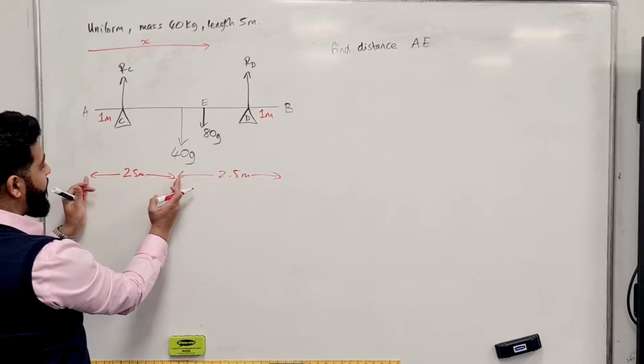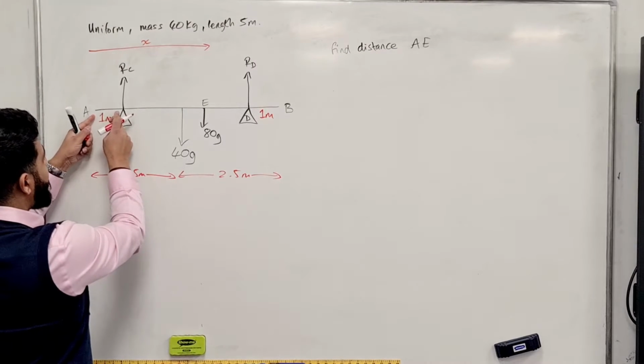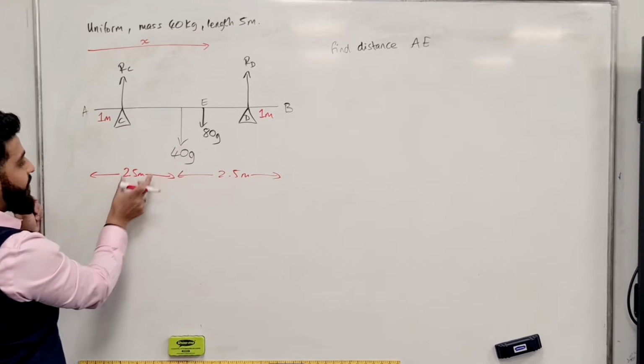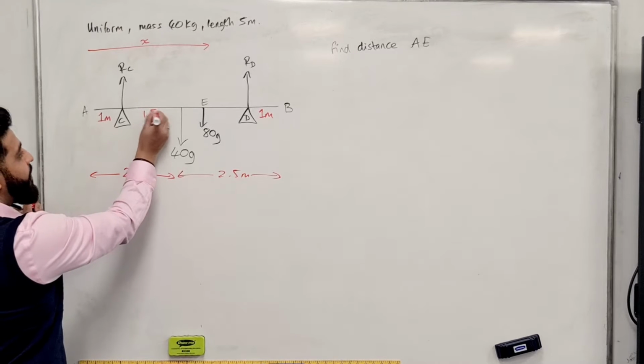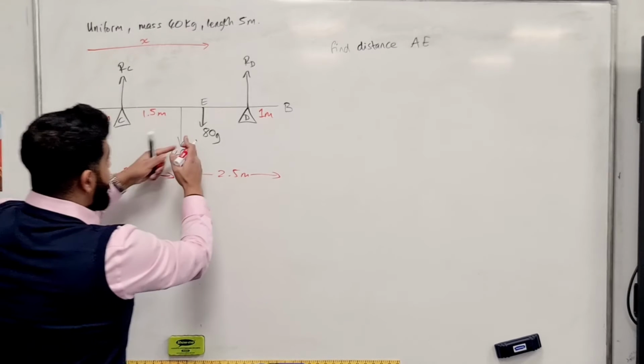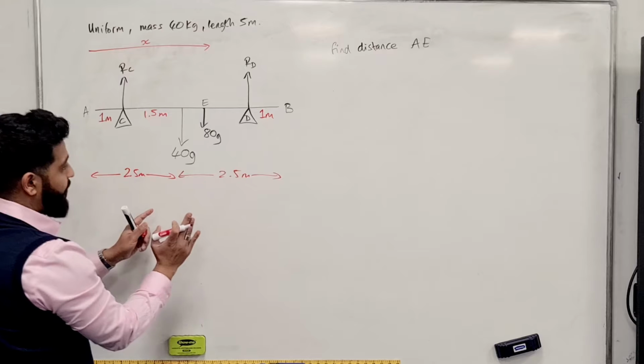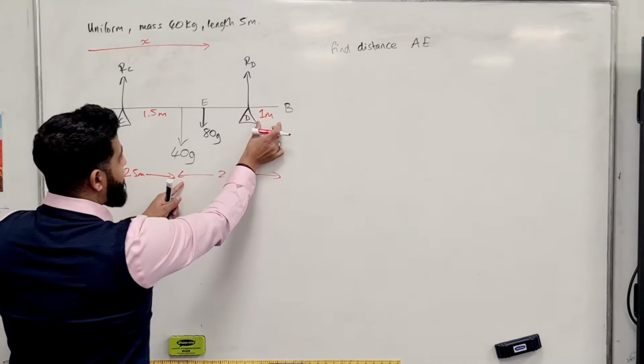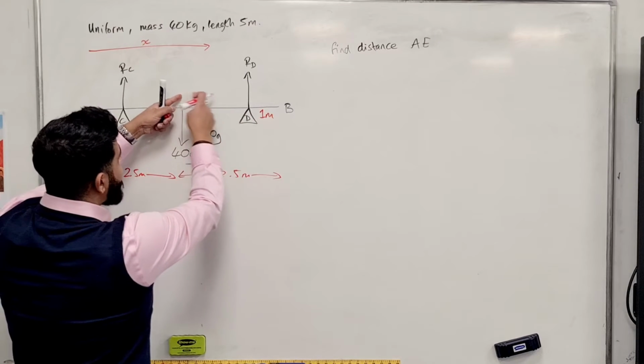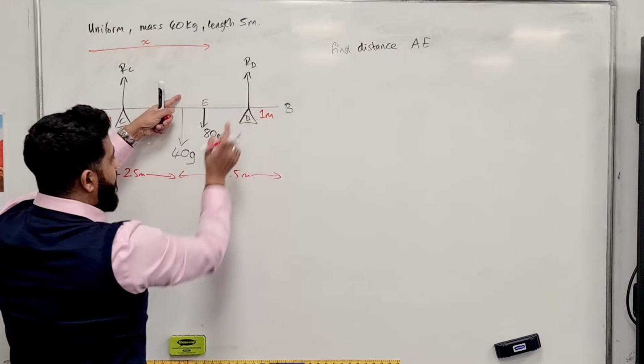Now, everything else I need to fill in, all the missing lengths. We know that this is 2.5. We know that this is 1. So what's left over to give us 2.5? 1.5 meters. Now this one, we've got to be a bit more careful. We know that this is 2.5. We know that this is 1. This has to be distributed accordingly.